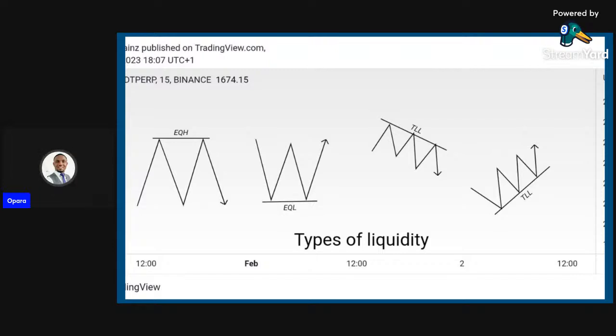Okay, then you can see the trendline liquidity too for a downtrend, right? For an uptrend and for a downtrend. So this is exactly how they work.